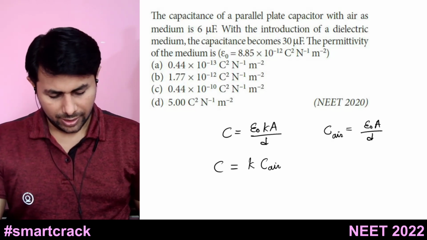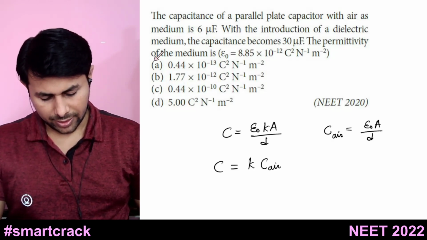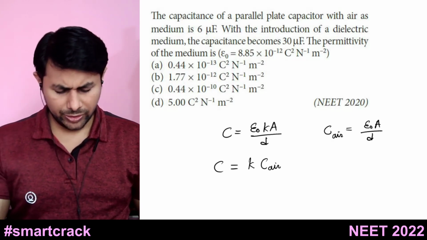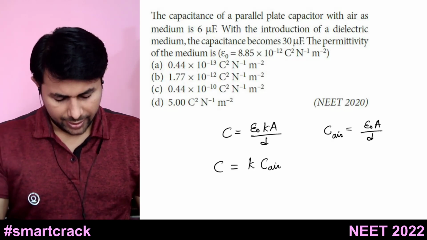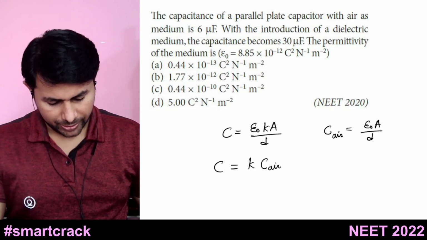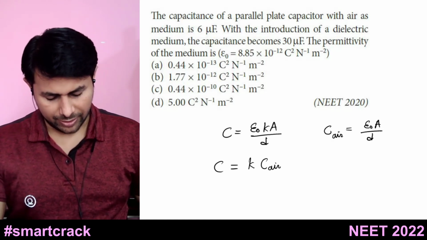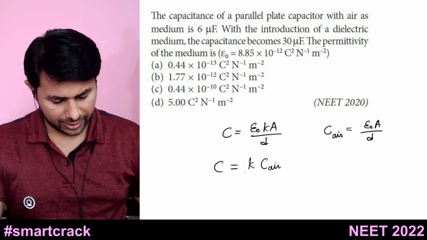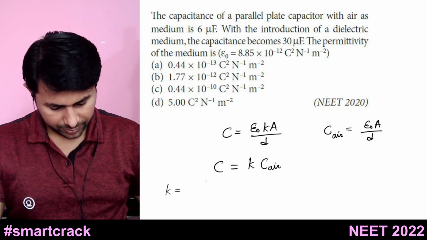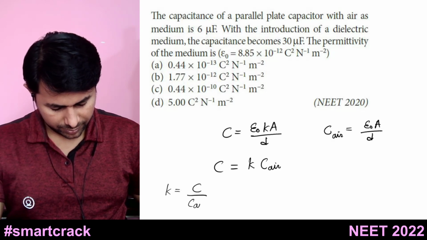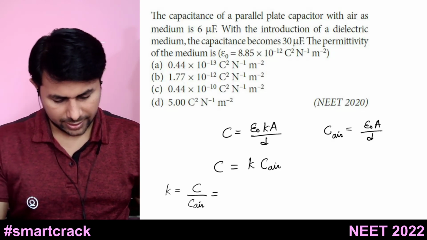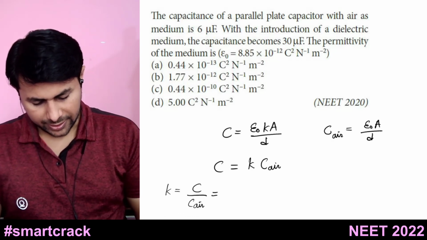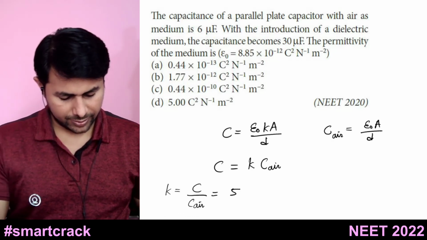So we want to find out the permittivity of the medium, which will be epsilon naught K. Before that we want to find out the value of K. So C divided by C air will give us K, and that is how much? It is 30 divided by 6, it is 5.